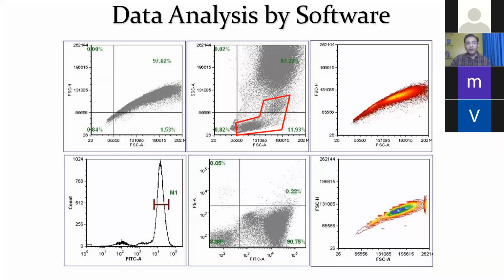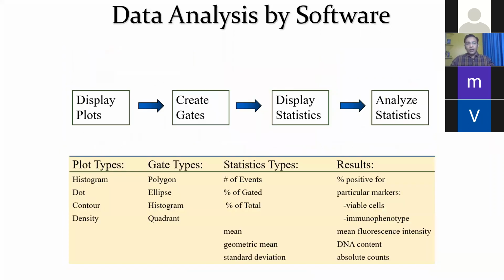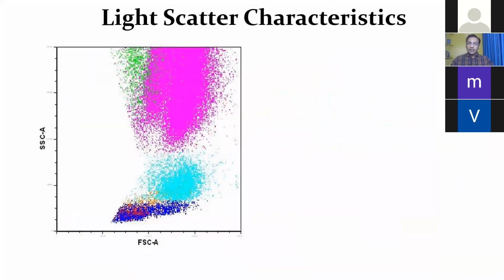So we produce different types of gate. For example, here in red you can see this is a polygonal gate. In this gate, I have just gated mononuclear cells or a particular type of cell. And this is another type of gate. So we can put different gates as per our convenience, as per our target cells. Okay, so that is what gate means.